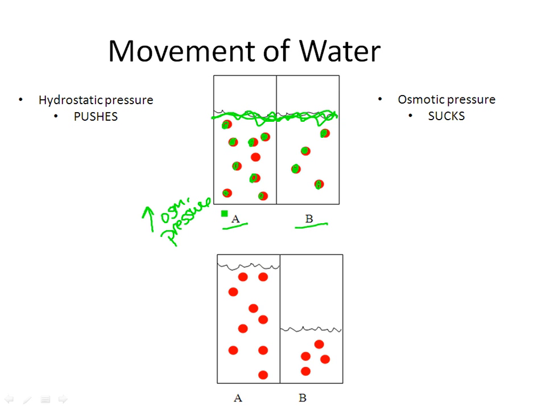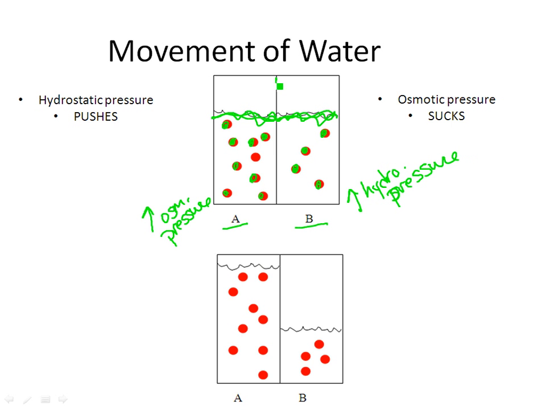All right, osmotic pressure means that there's more stuff. Hydrostatic pressure, the side that has the most water has the highest hydrostatic pressure. So side B has higher hydrostatic pressure. Now that we've got just the terminology, let's talk about how these things cause movement across the membrane.